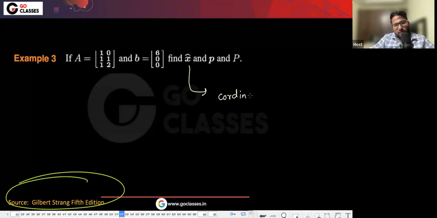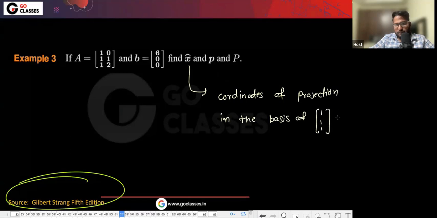Can I say coordinates of the projection in the basis of? Is this okay? X cap is just the coordinates, right? Or maybe you can say, oh yeah, coordinates of P. If you take the coordinates of P with the basis of these columns.